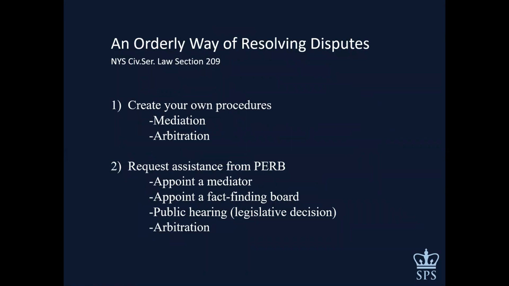Just circling back, an orderly way to resolve disputes. The Taylor Law tries that. The first thing it tries to do is get parties to create their own procedures. Maybe mediation, arbitration, maybe settlement conferences. But if they can't resolve these things on their own, there's always PERB to appoint a mediator, appoint a fact-finding board, and ultimately perhaps even arbitration.